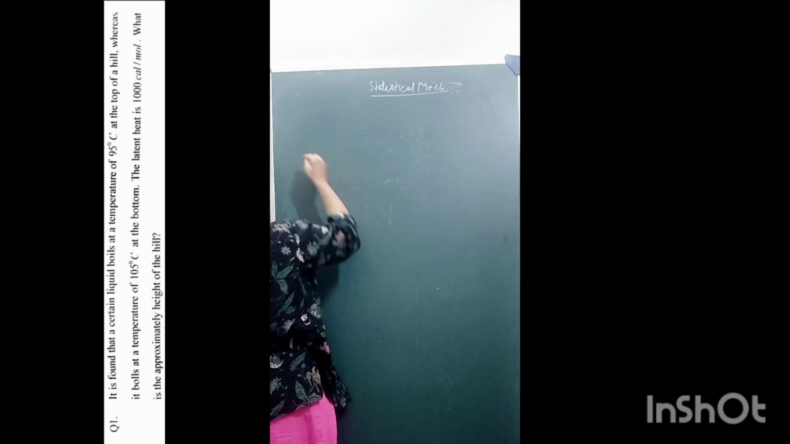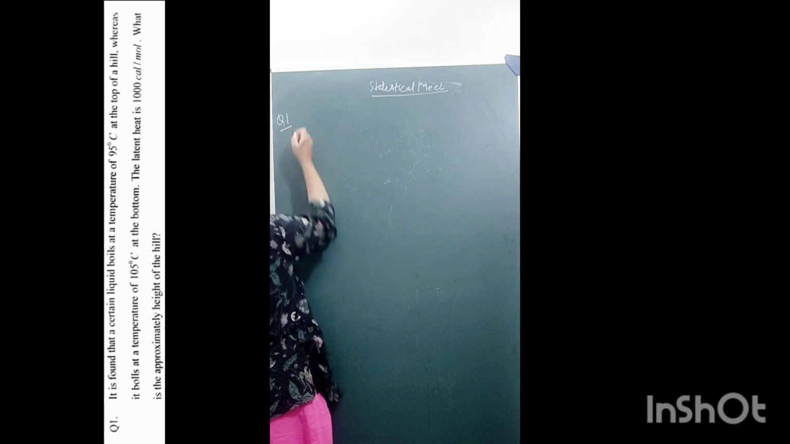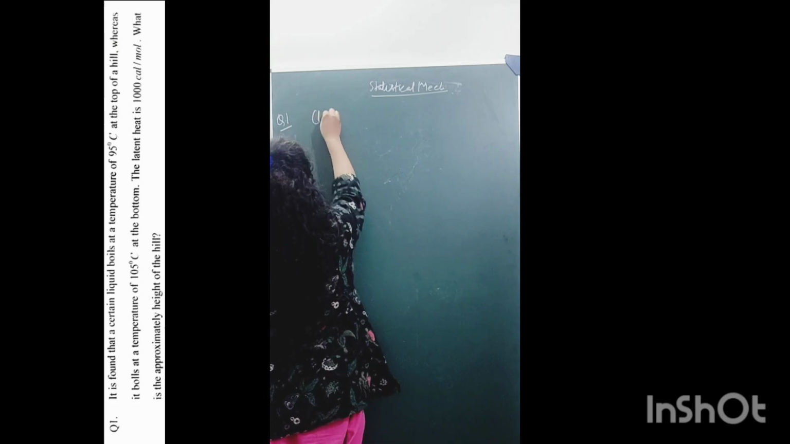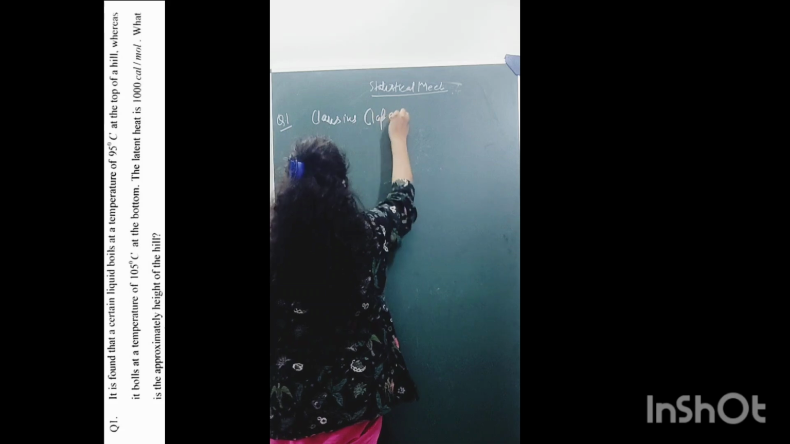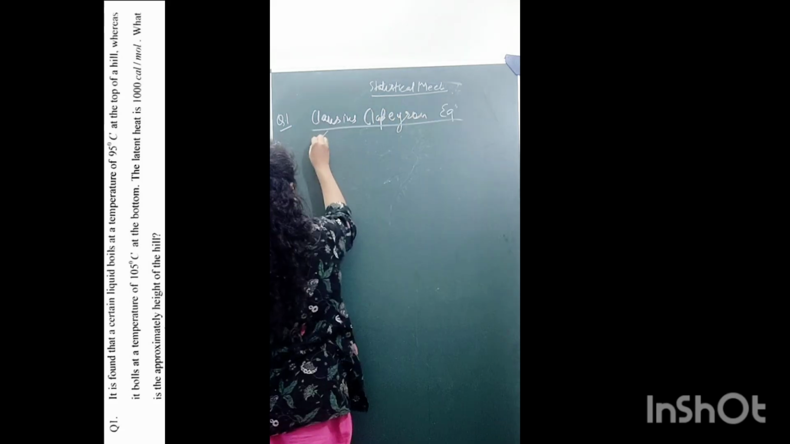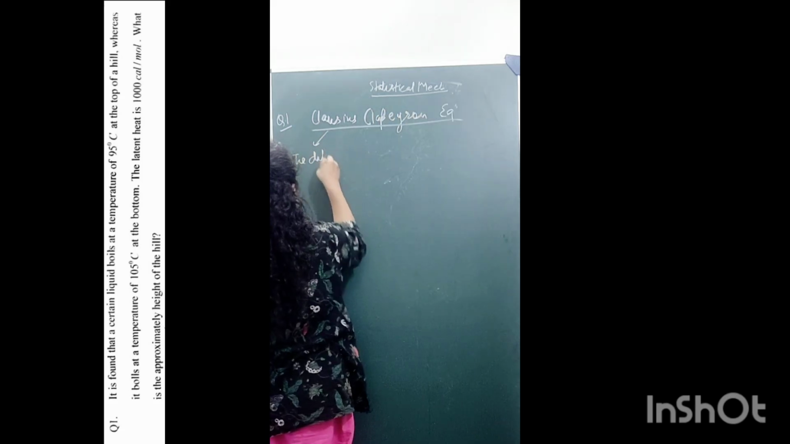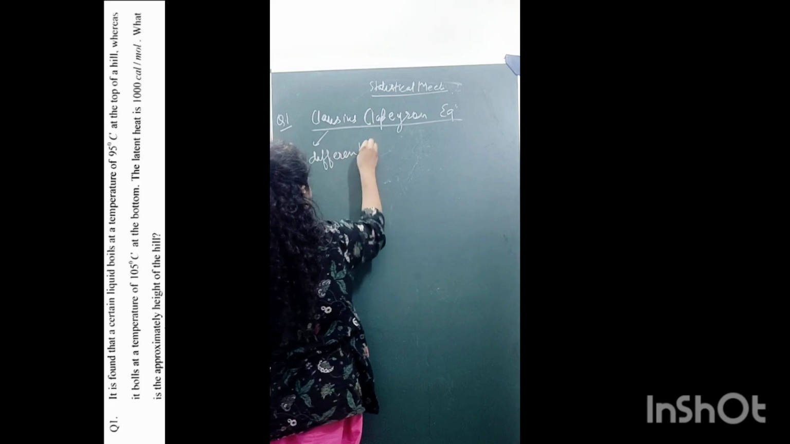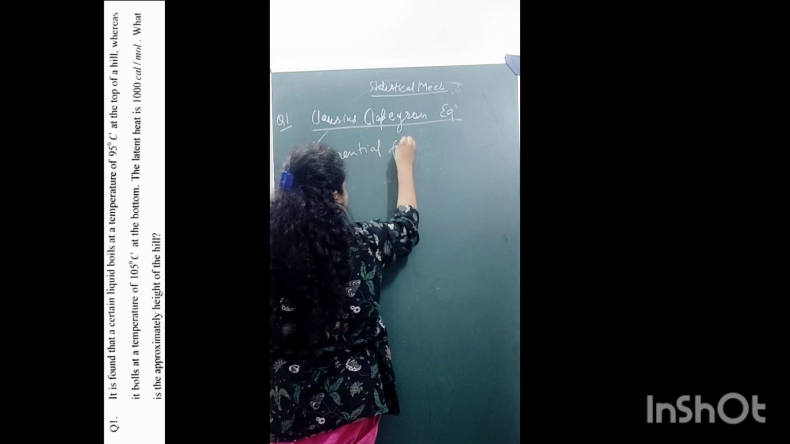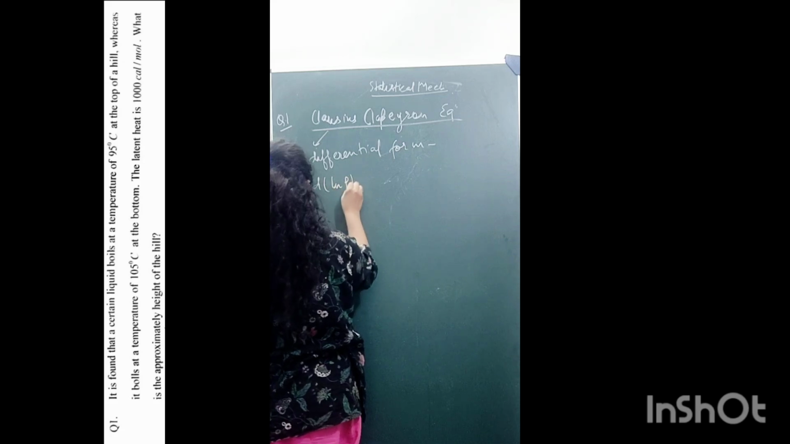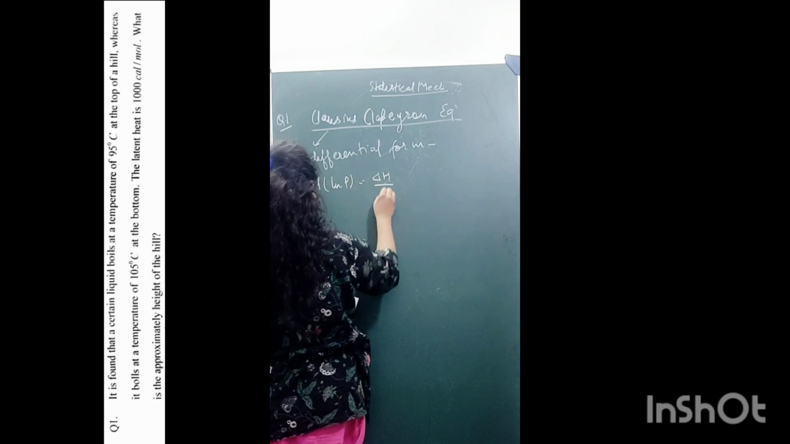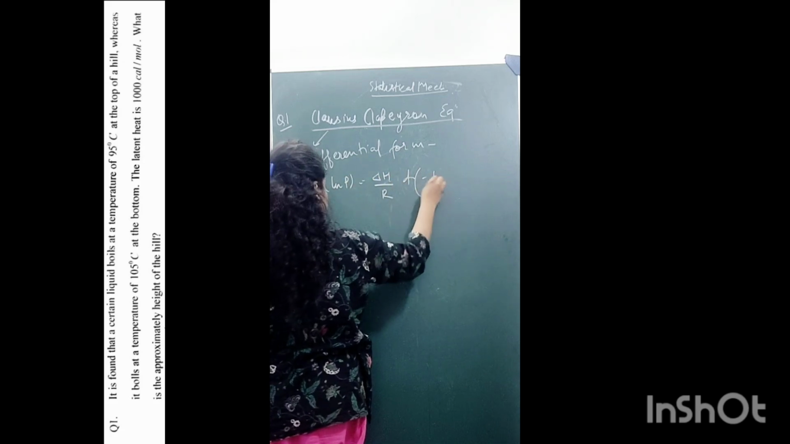I have provided the questions. You see question number 1. Clausius-Clapeyron equation. The differential form of this equation is what? d ln P is equal to delta H upon R d of 1 upon T.